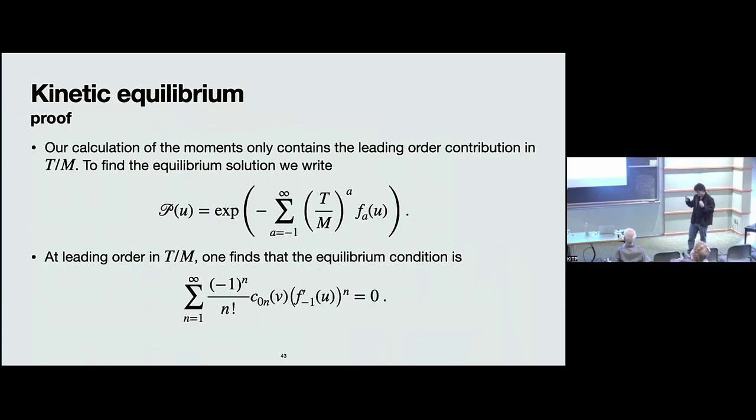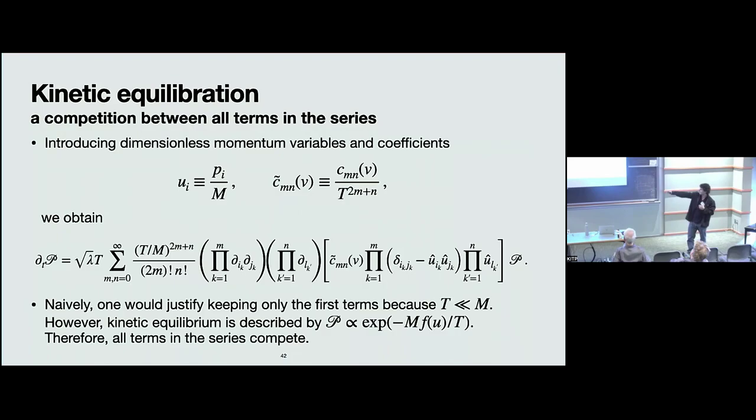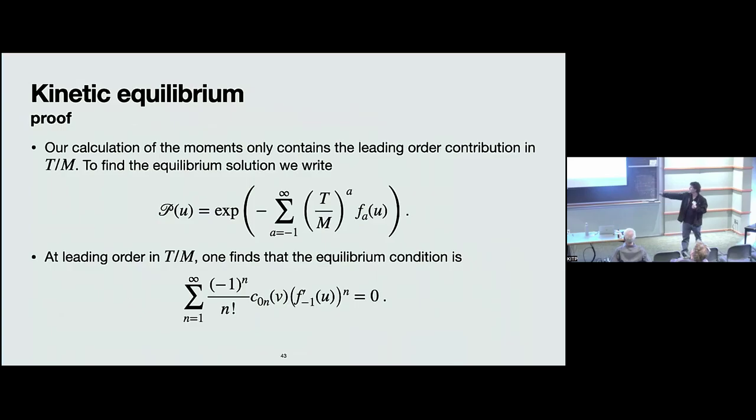So I can't just expand the equation of motion. I also need to expand the solution I'm looking for. Since I know that my leading order term will have a minus M over T in the exponent, let me do this series expansion and start with an exponent of minus 1 up here. You replace this into the equation I showed you earlier, and the equilibrium condition looks like a sum over an infinite number of these coefficients that I calculated earlier, and the equilibrium solution has to satisfy this.